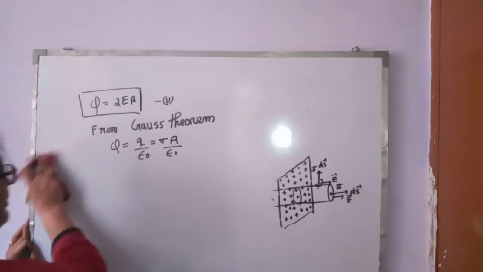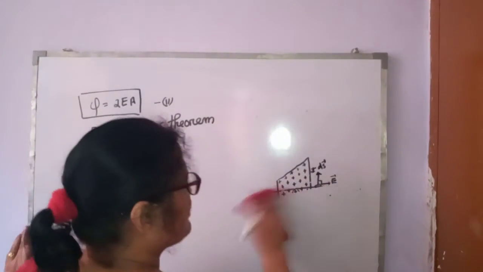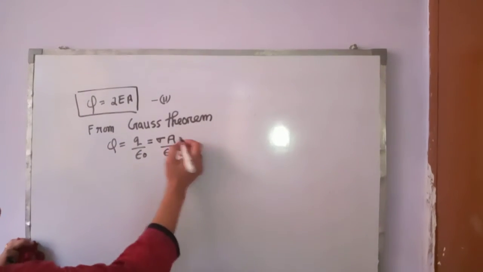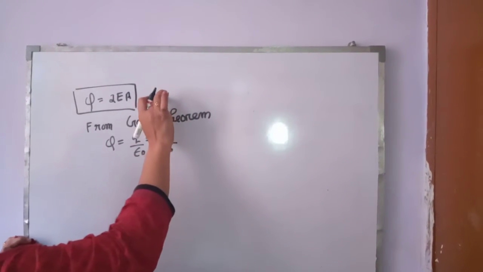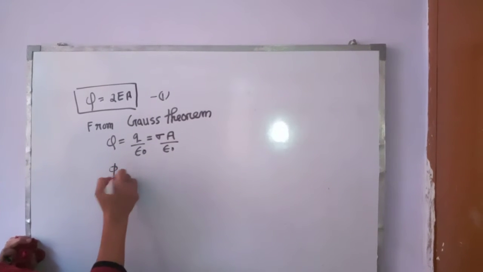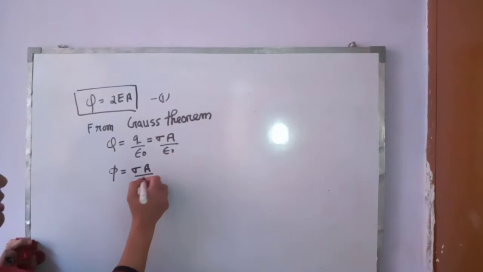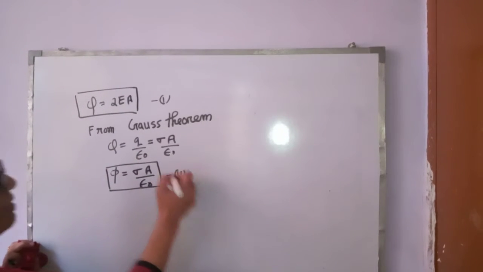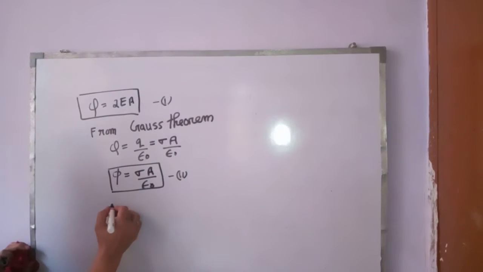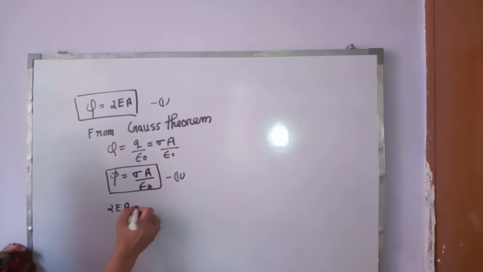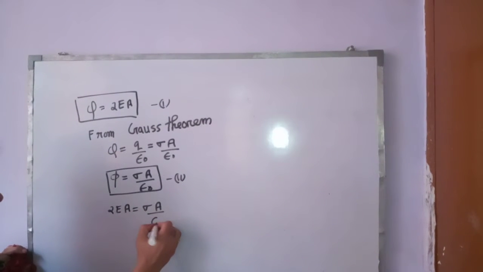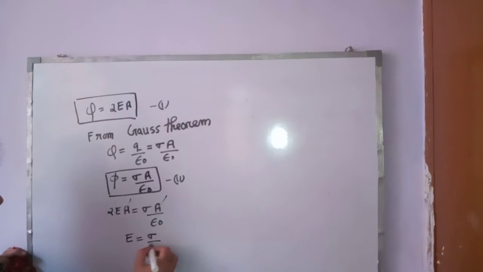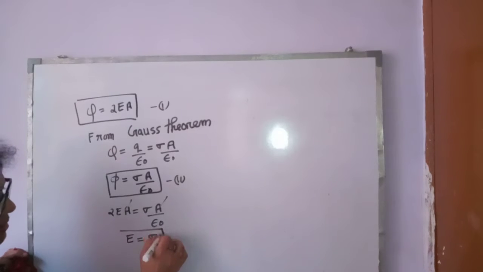Now, how can we compare these two equations? You will get it by comparing equation number 1 and equation number 2. This is your equation number 2: phi is equal to sigma A upon epsilon naught. Now compare these two equations. You will get 2EA is equal to sigma A upon epsilon naught. A cancels out. E is equal to sigma upon twice epsilon naught.